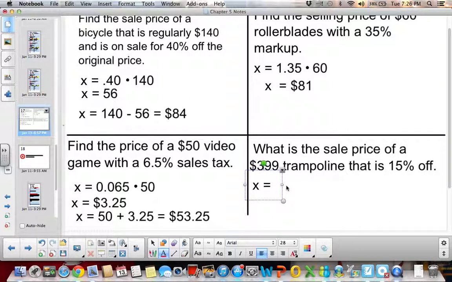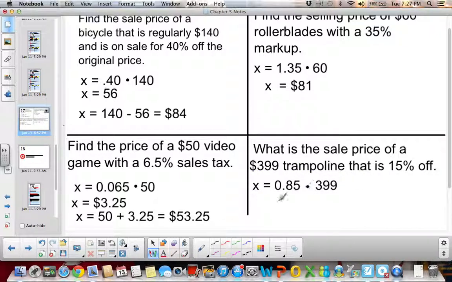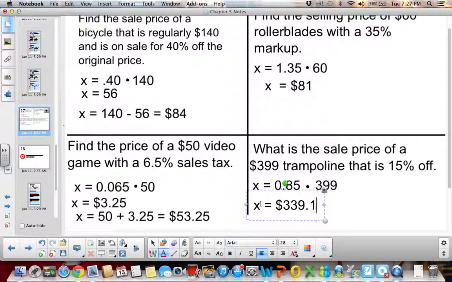Finally: what is the sale price of a $399 trampoline that is 15% off? We'll do method 2 this time, so 100% minus 15% is 85%, so x equals 0.85 times 399. Our price then is $339.15.